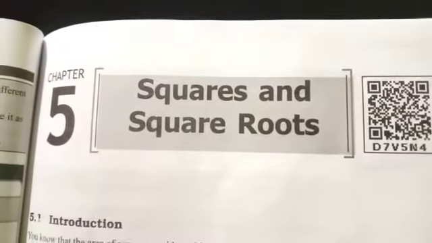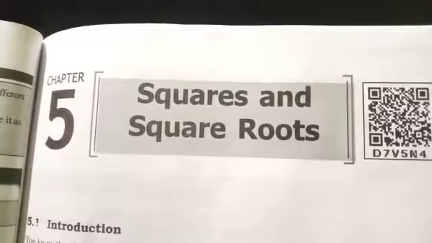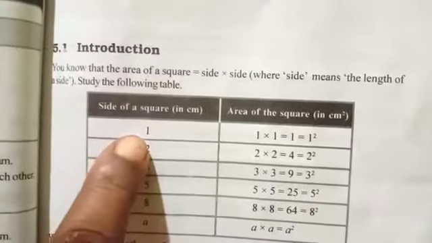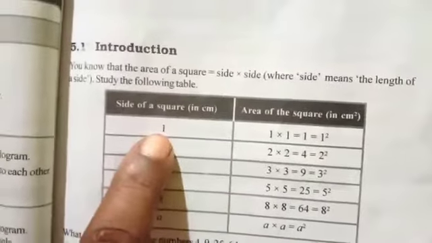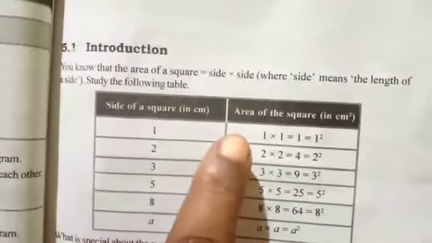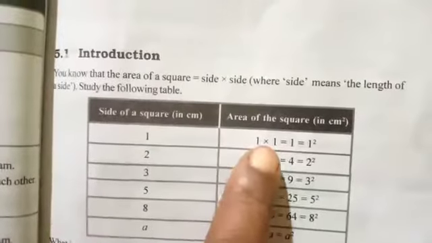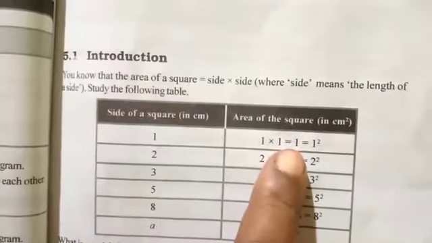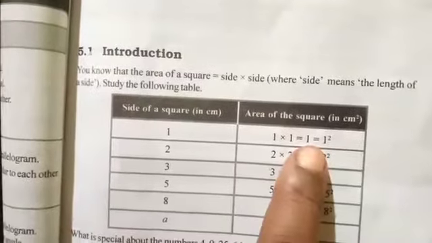Today's topic is squares and square roots. If we have a square whose side is 1, then the area is equal to side into side. That is why 1 into 1 is 1, and 1 square also is 1 only.